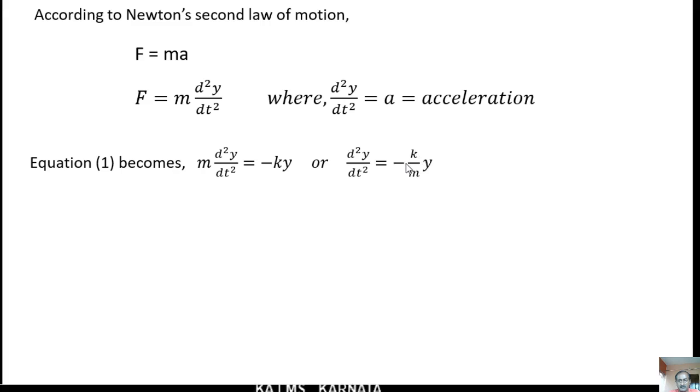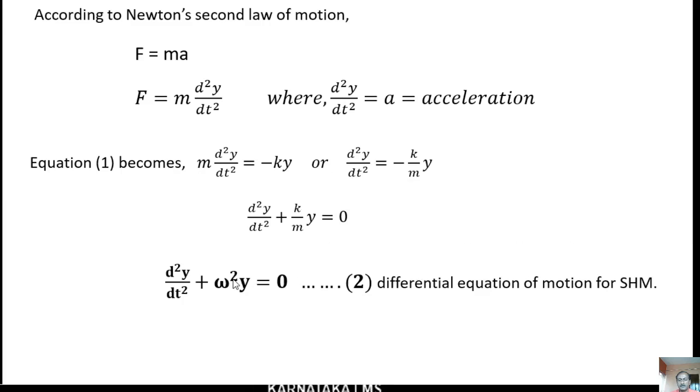This is the acceleration of the particle while executing the simple harmonic motion. Now, when minus k by m into y in the RHS comes towards the LHS side, it becomes positive. That is d square y by dt square plus k by m into y equals 0, where y is the displacement of the particle and k is the force constant.